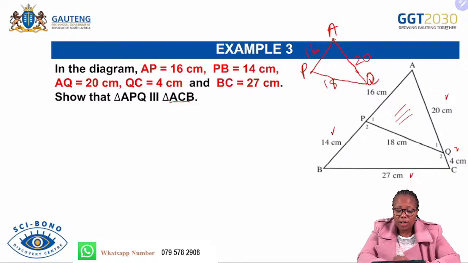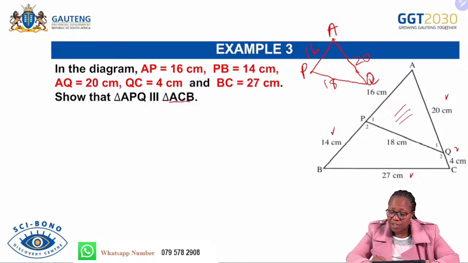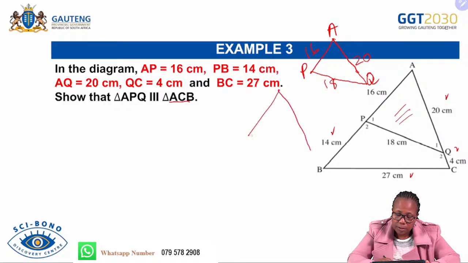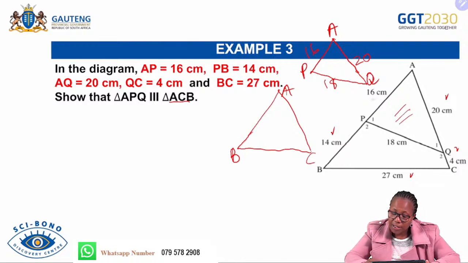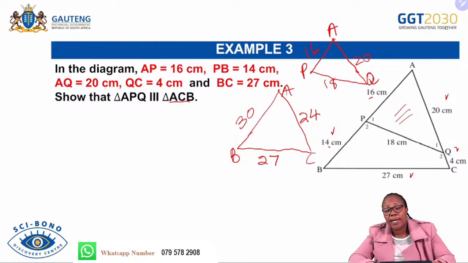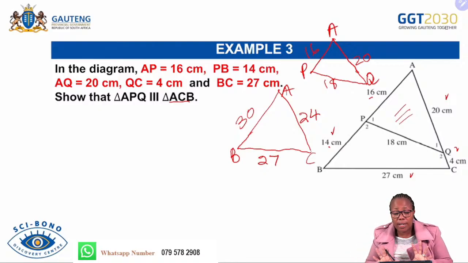And then another triangle, we are talking about triangle ACB, which is the bigger triangle now. Okay, let's take it out. That is triangle ABC. What is AB? That is 16 plus 14, which is 30 centimeters, correct? And then what is BC? 27. And then what is AC? We have 24 centimeters for that particular side. Then I have separated the two now, okay? Those are the two triangles we are checking, or we are showing that they are similar.